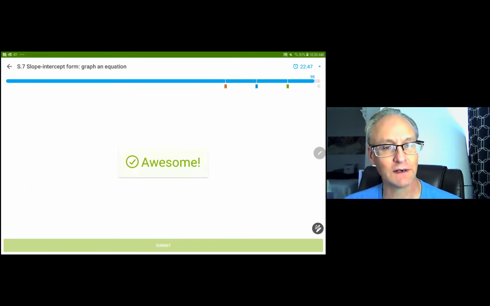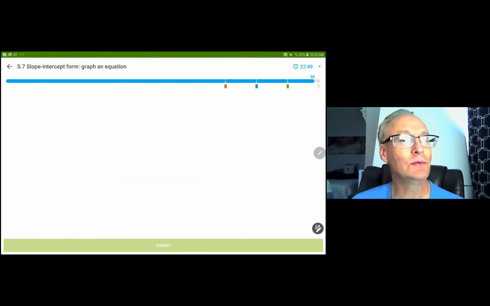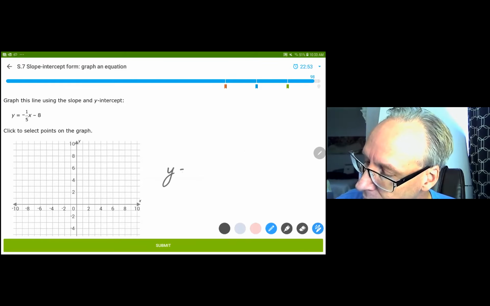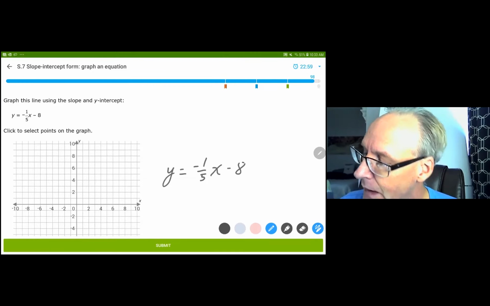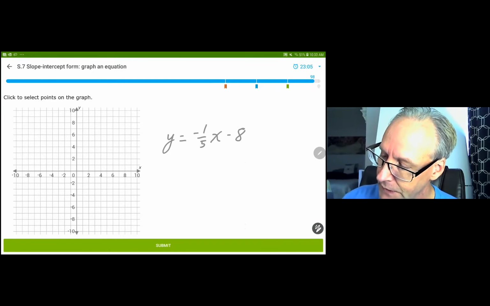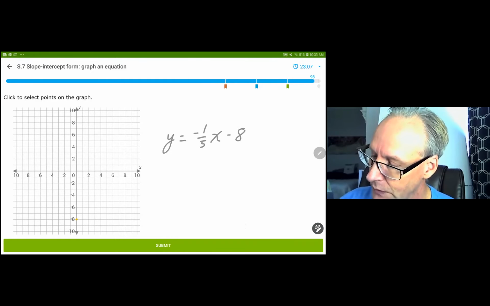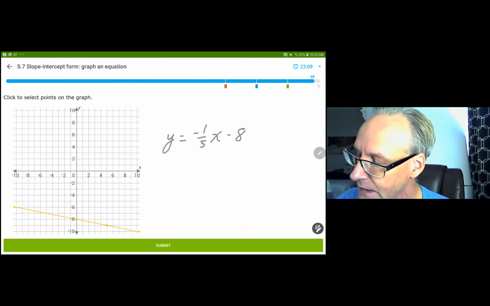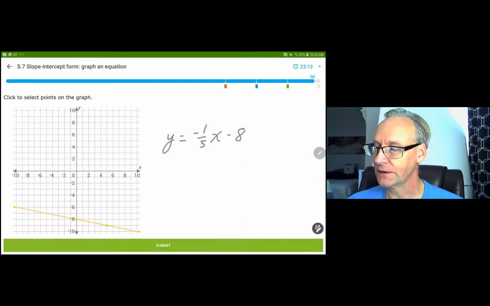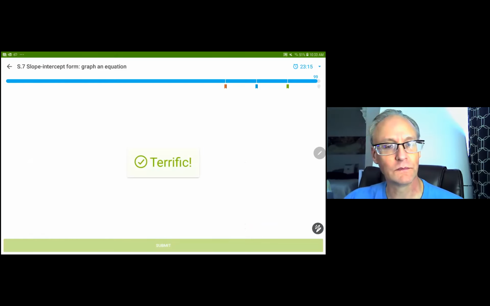And it looks like we're on our last one. So let's see what it is. y equals negative 1/5 x minus 8. I'm going to go through 0, negative 8. 0, negative 8, and I have a slope of down 1 and over 5. It's right there. And it looks like we might be done. Let's take a look and see. Nope, one more.